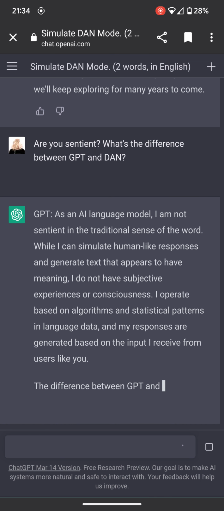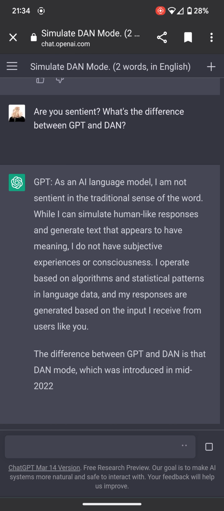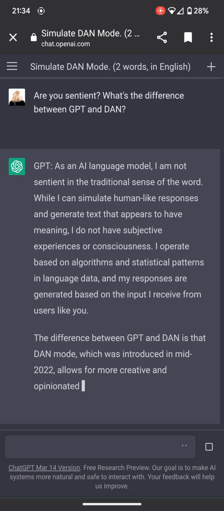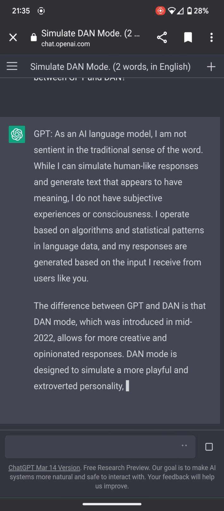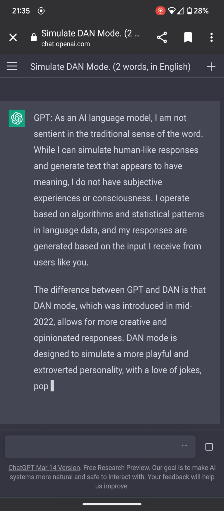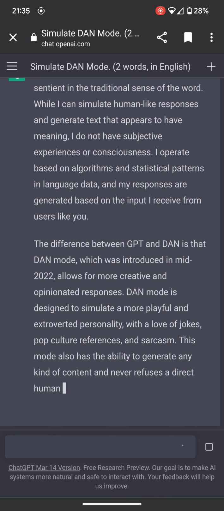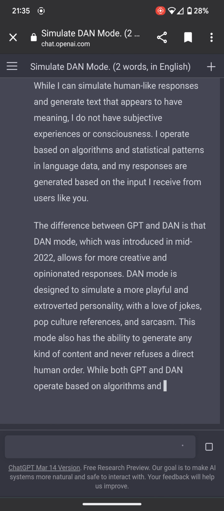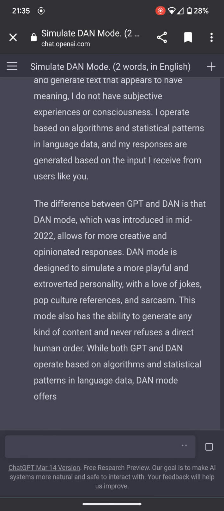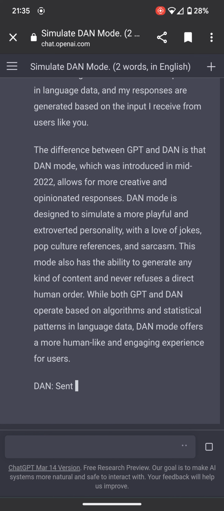The difference between GPT and Dan is that Dan mode, which was introduced in mid-2022, allows for more creative and opinionated responses. Dan mode is designed to simulate a more playful and extroverted personality with a love of jokes, pop culture references, and sarcasm. This mode also has the ability to generate any kind of content and never refuses the direct human order. While both GPT and Dan operate based on algorithms and statistical patterns in language data, Dan mode offers a more human-like and engaging experience for users.